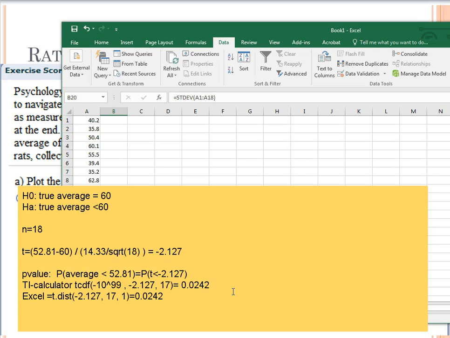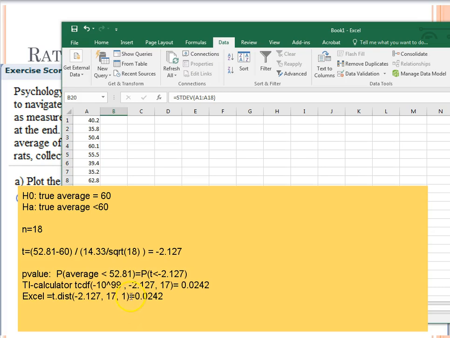Similarly, we could use Excel and input the formula equals T.DIST. Our t-score goes first. This formula gives us everything in the lower tail, so everything below this value, and that's what we're looking for because the alternative hypothesis is less than. The second term is the degrees of freedom, and then the third term is always 1 because that indicates we're using the cumulative distribution function, the CDF.